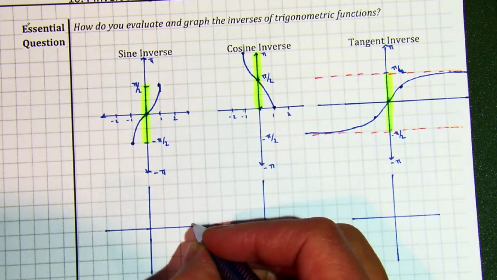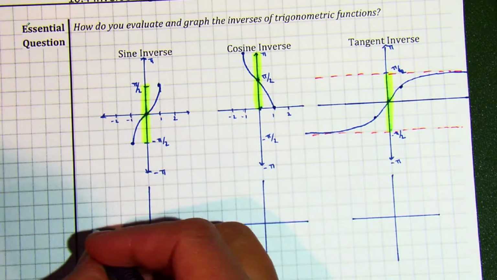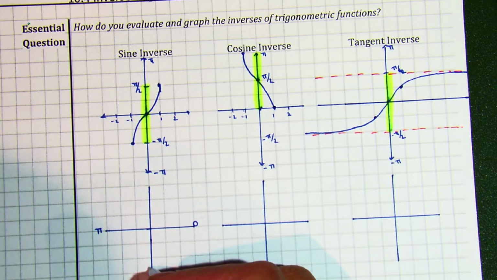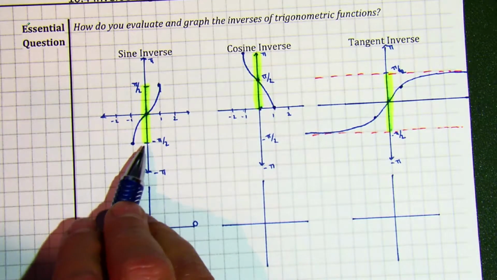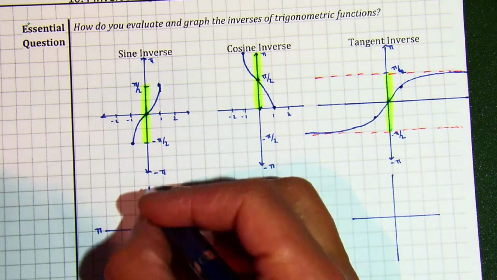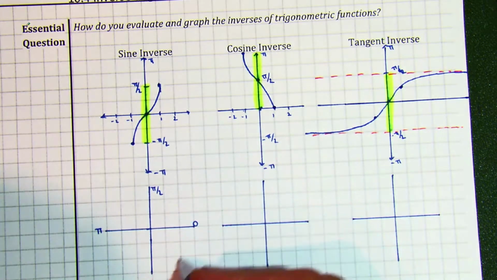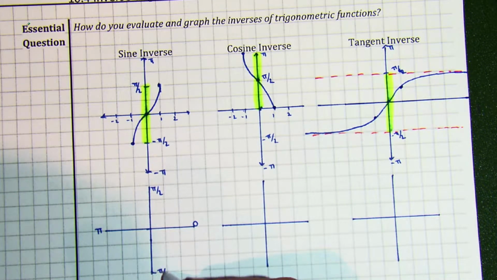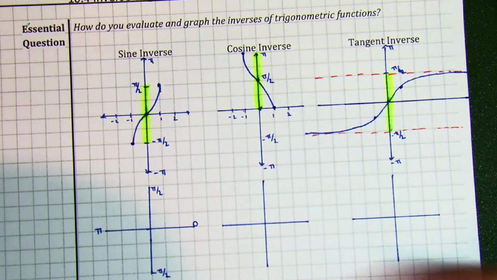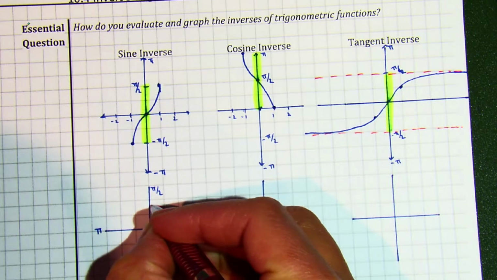So this is 0. This is pi. Our domain will be restricted from negative pi over 2 to positive pi over 2. So therefore, this is pi over 2. And negative pi over 2 will be over here. So our domain for sine will be restricted from negative pi over 2 to positive pi over 2.